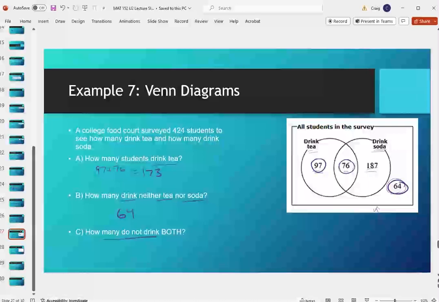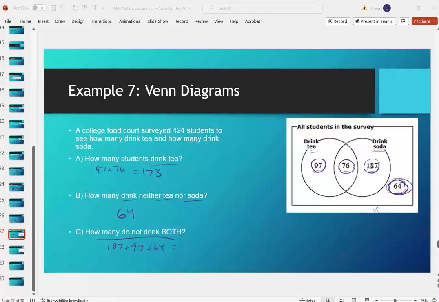Okay, how many do not drink both? Well, the ones who do not drink both, 187, 97, and then 64 don't drink either one. You get 348. Okay, these are the ones that drink both. And there's 424 students total. We probably could have subtracted to get to that.